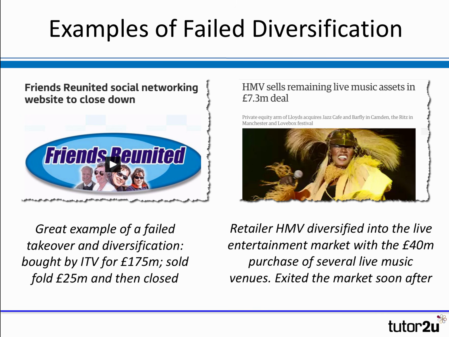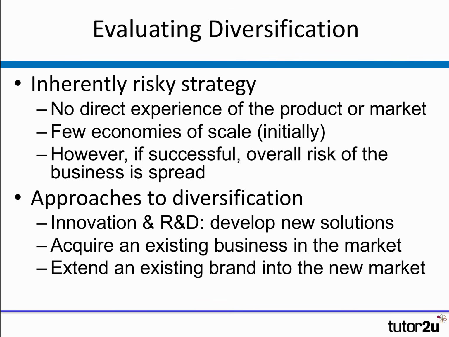And similarly, HMV thought it could diversify into running live music venues, and it paid £40 million for the rights to own a whole series of live music venues, and very quickly realised it knew nothing about running them and had to leave the market very soon. So, as we'll see in a later video, the diversification strategy can be hugely successful, but the Ansoff Matrix will suggest that it is inherently risky.